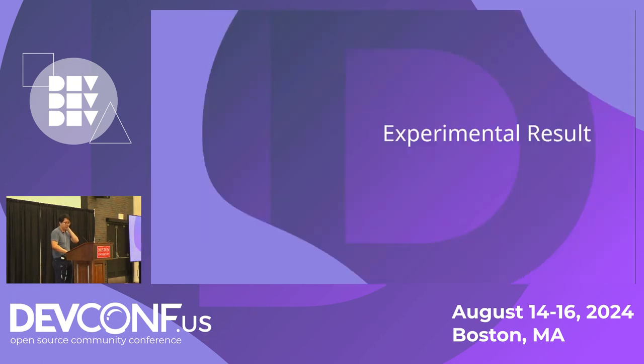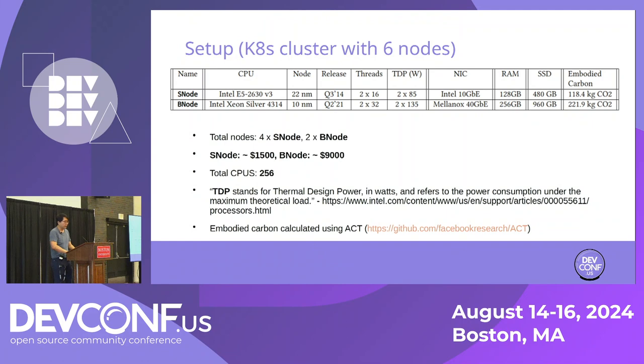Right? So I'm going to give a very concrete experiment that we did. So this is one experiment right now. This is a cluster setup that we created. They're basically just a bunch of nodes hooked up in a VLAN in a cluster somewhere. So there are six nodes.